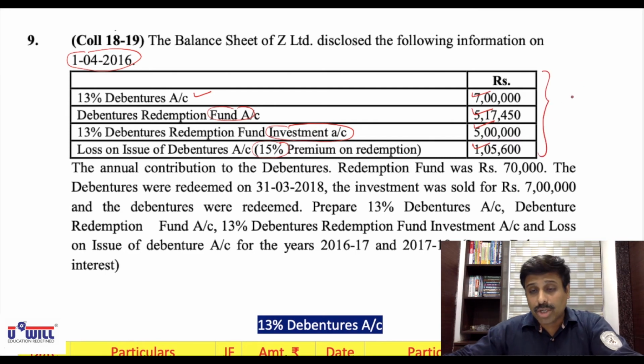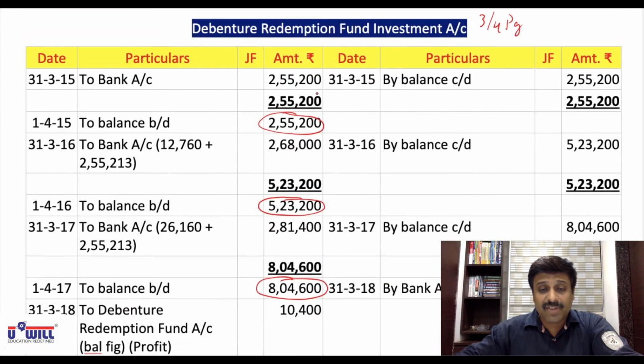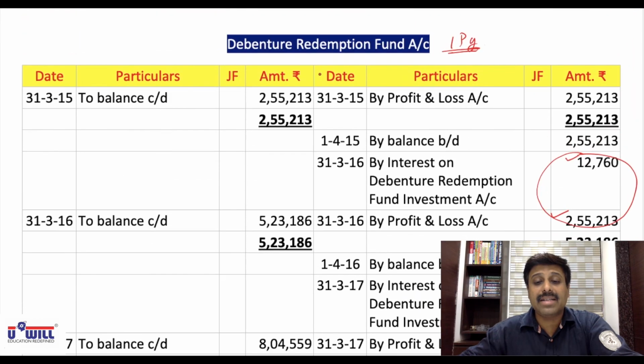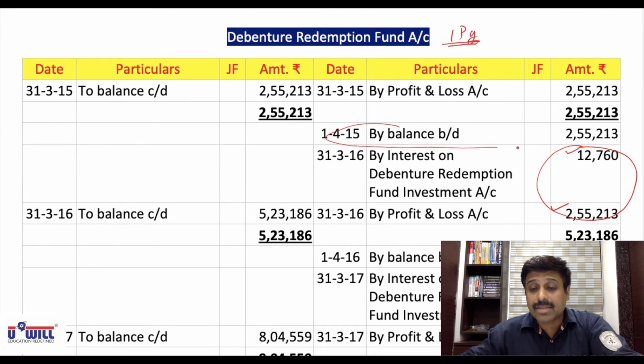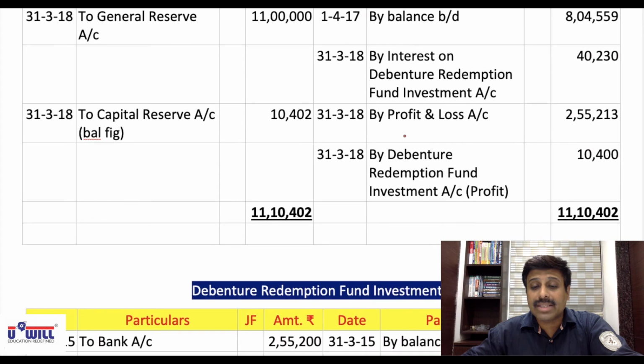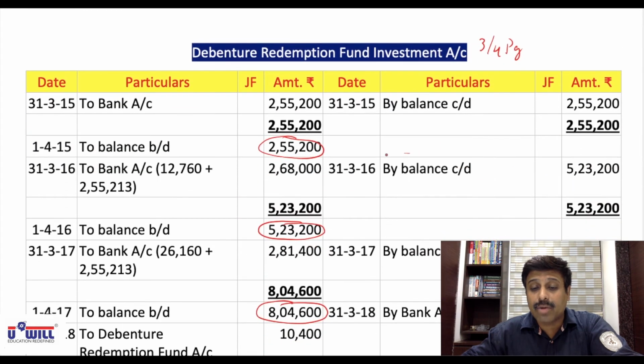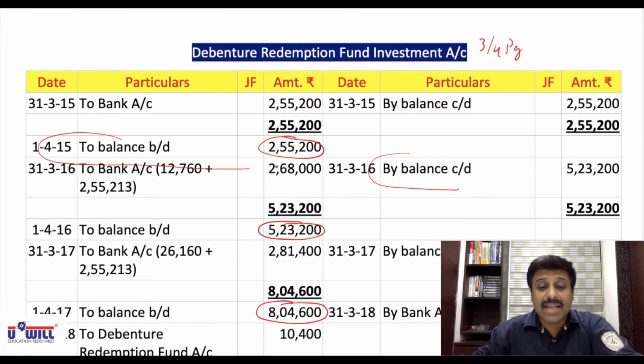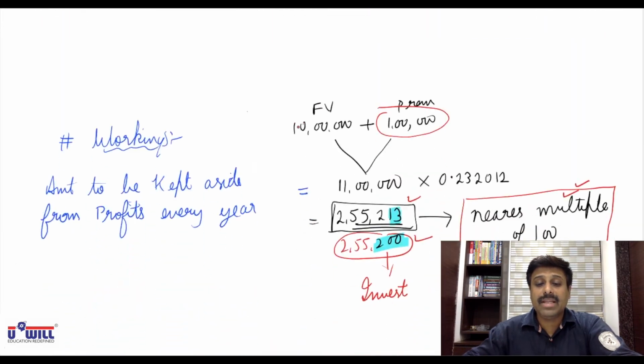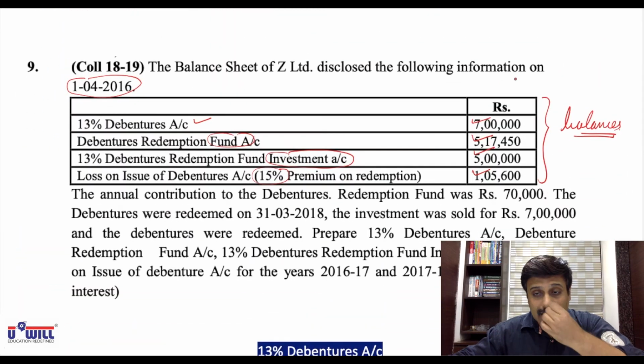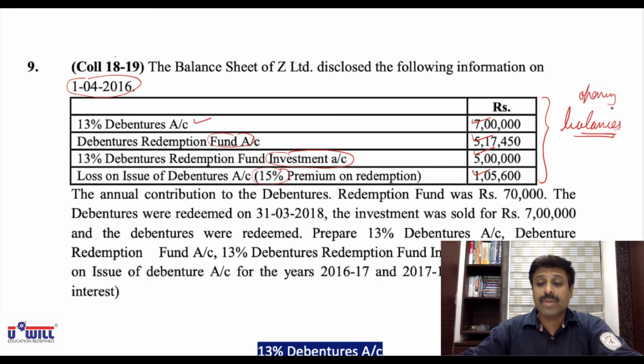Now what do these balances indicate over here? These indicate that the initial first 2 years entries are already passed. This kind of balances, balance brought down, are directly given in the question. It means the first 2-3 years entries are already passed and all these opening balances are given. So first of all, we don't have to pass all 3 or 4 years entries in this particular question.